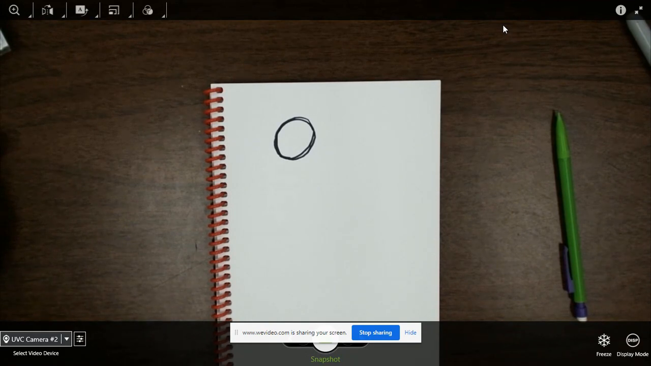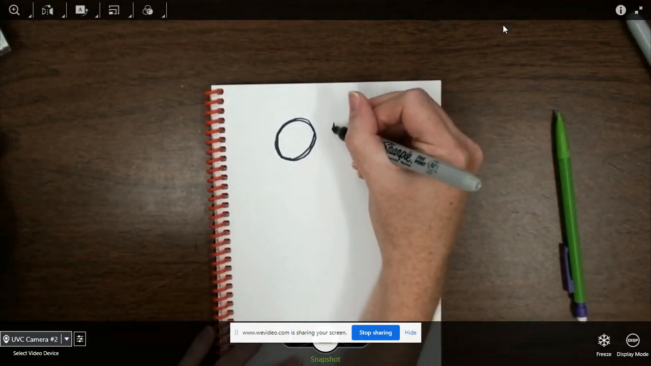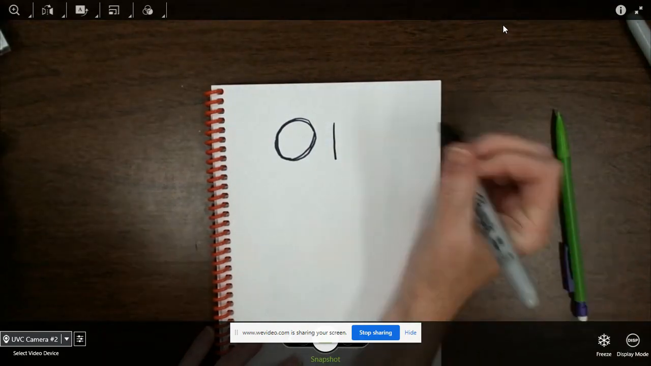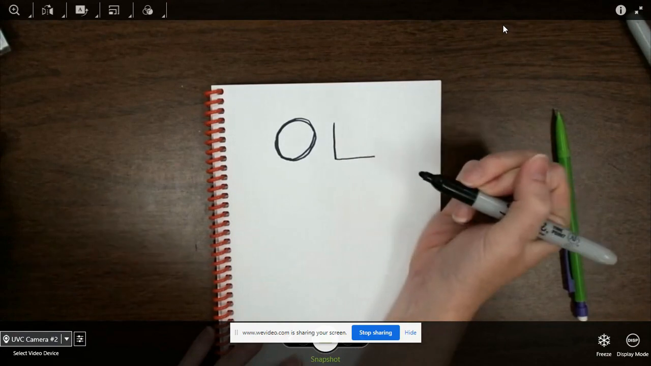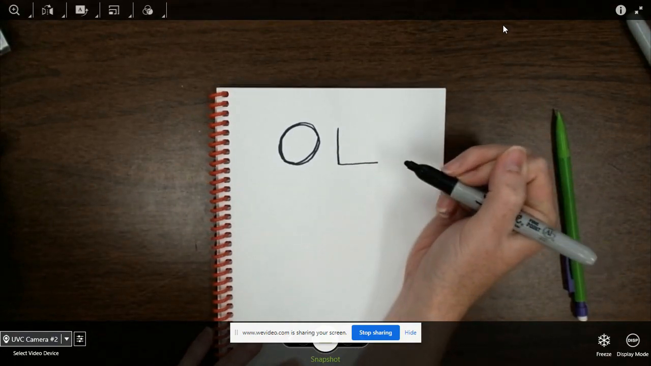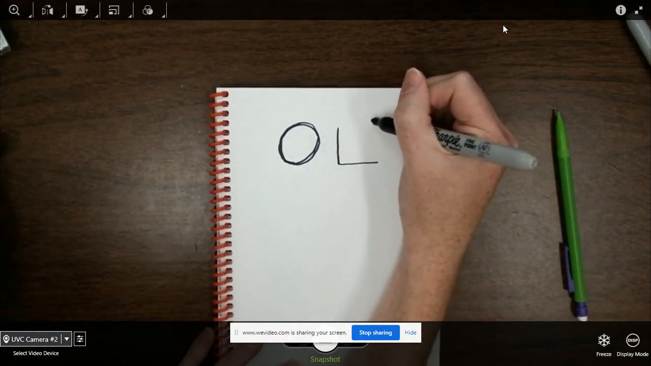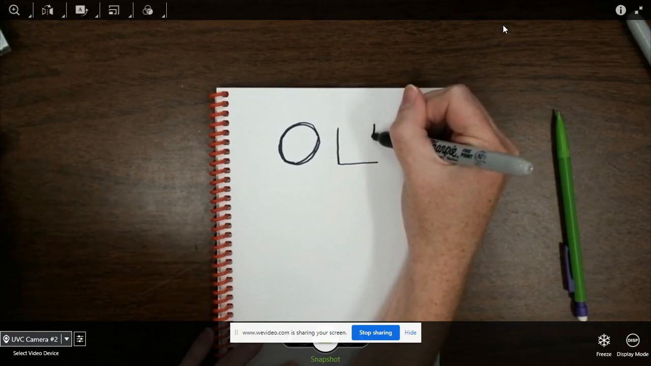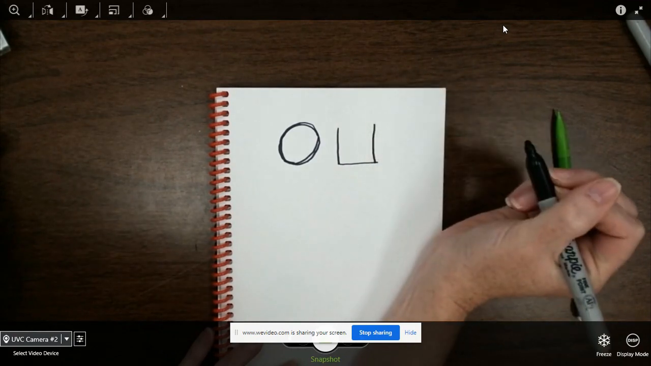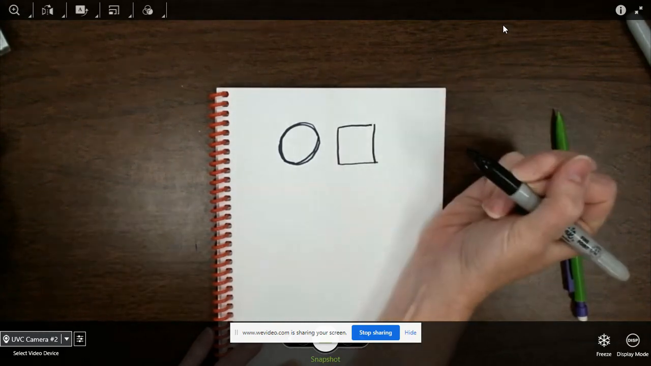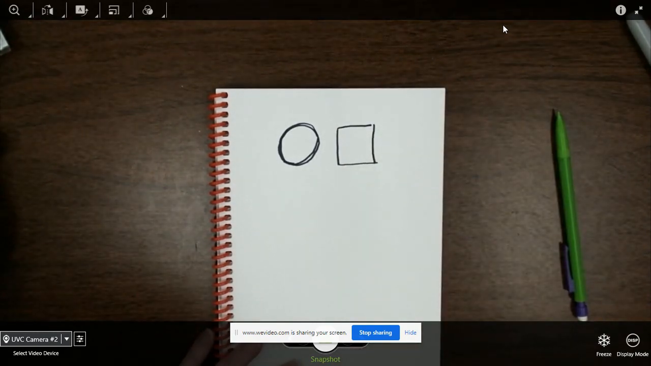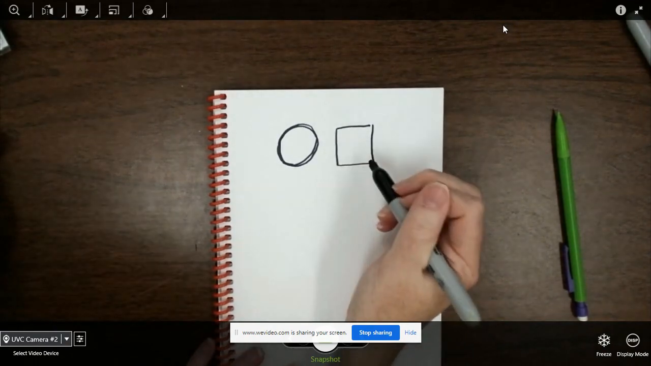Next, let's do a square. For a square, you have a vertical line, a horizontal line, and these need to be about the same size. And then you have another vertical line and then another horizontal line. All right, so here we have circle, square.